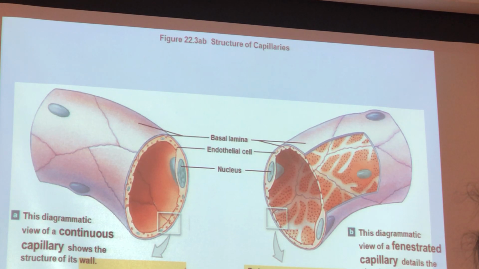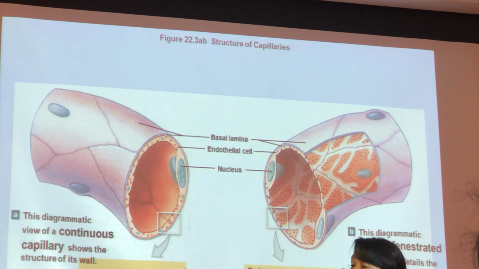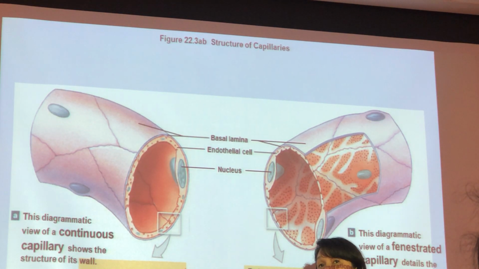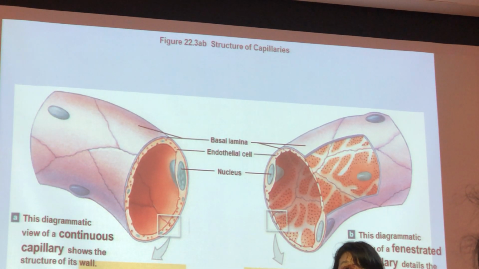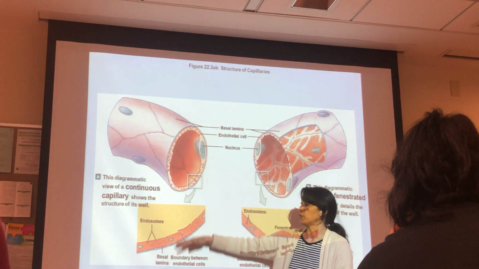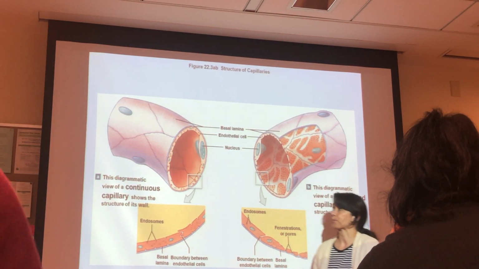So the wall is so thin in capillaries, this one endothelium layer is thin enough that things diffuse out. So gases, carbon dioxide, oxygen diffuse through the membrane. Nutrient molecules, little waste molecules, they all diffuse. So capillaries are the area of diffusion. Things move through those membranes.